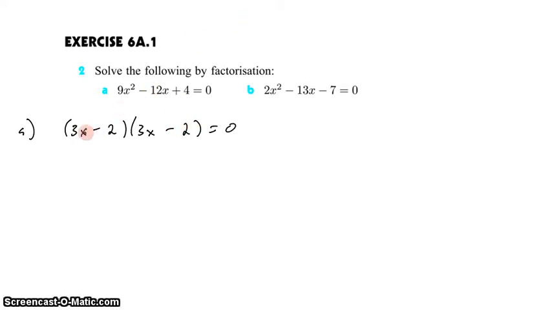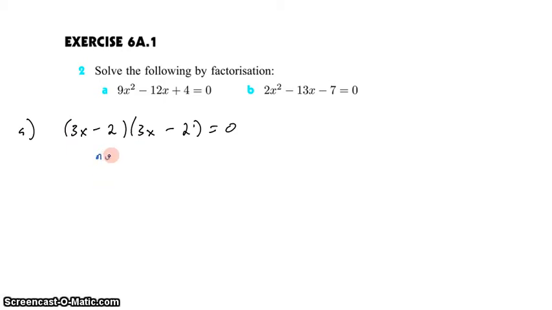So now let's do a double check. 3x times 3x is 9x squared. Negative 2 times negative 2 is positive 4. And negative 2 times 3x is negative 6x. I have to do the same thing with these two, so I get two lots of negative 6x for a total of negative 12x. Looks good to me.